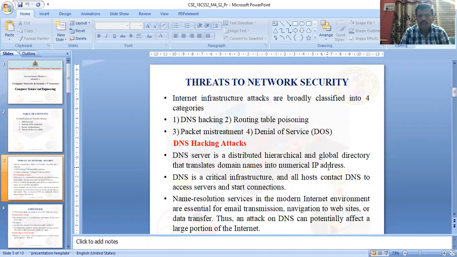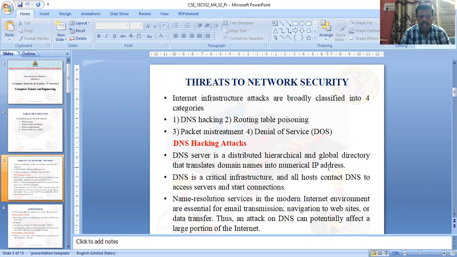So, threats to network security. In internet infrastructures, attacks are broadly classified into four categories. One is DNS hacking attacks, where the domain name system itself is hacked by attackers. The second classification is routing table poisoning. The third is packet mistreatment, and the fourth is denial of service.